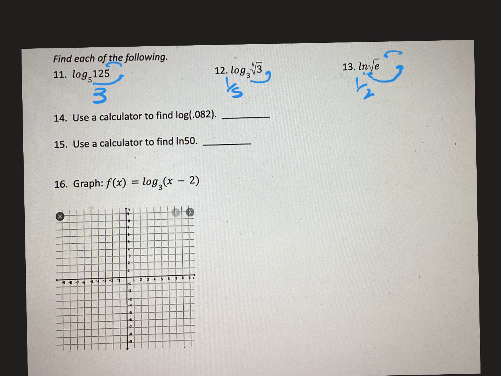All right, 14 and 15 are straight up just punching your calculator. I'm hitting log 0.082 on the calc, getting negative 1.0862. And again, that's negative because that's a decimal in there. Had to flip the 10. Use the calculator to find natural log 50. If I hit natural log 50, getting 3.912. And we'll go 4 decimal places on those.